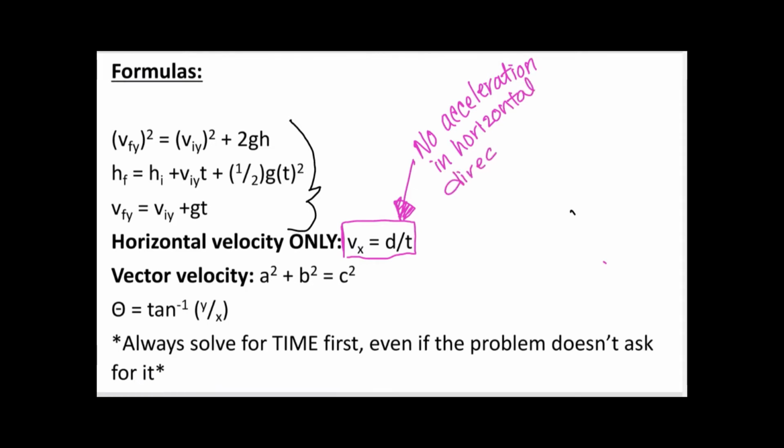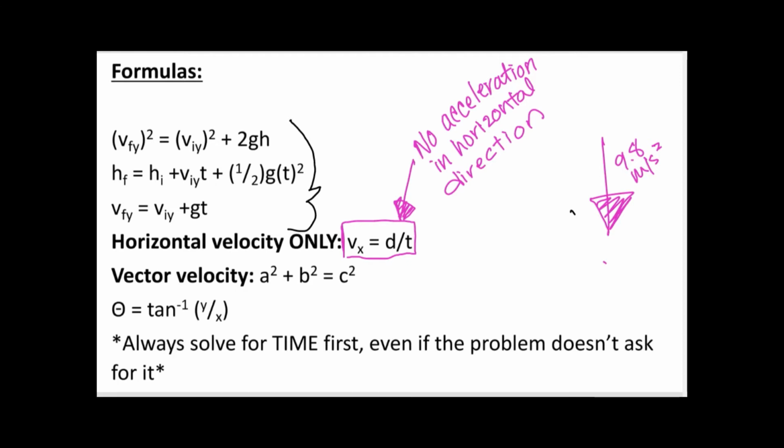And this is because gravity only works up and down, right? That 9.8 that you guys are maybe starting to accidentally on purpose memorize, it only works in the vertical direction. And so that won't bother us in the x direction.